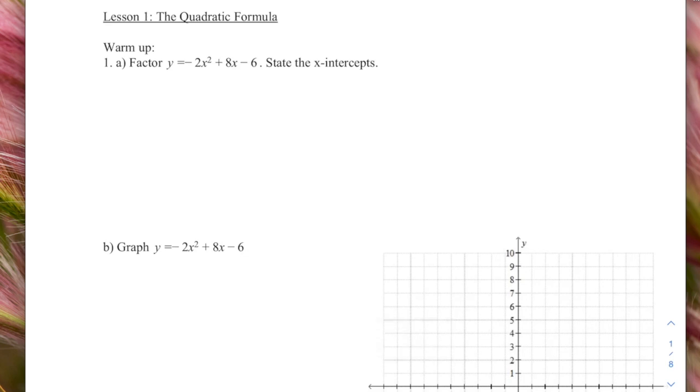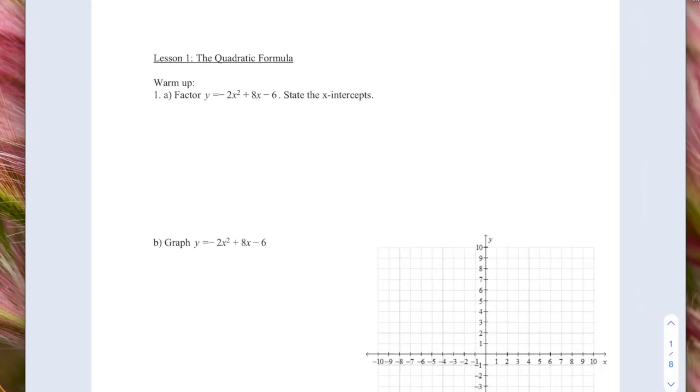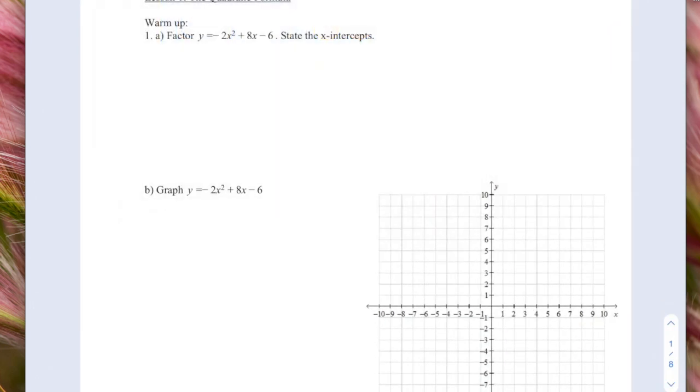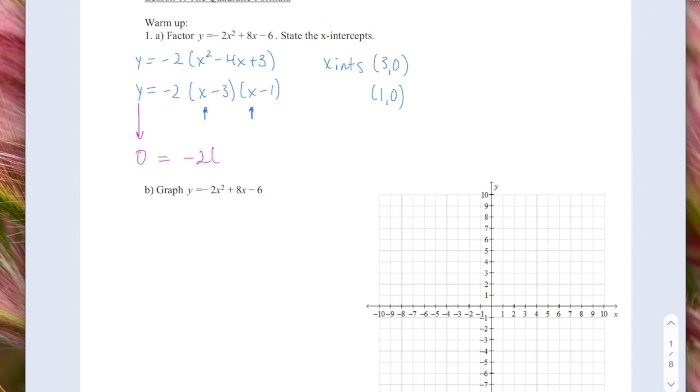Alright guys, let's start lesson 1 of our new unit with a quick warm-up. So if I'm given a quadratic and I'm able to factor it, I can graph it using the zero product property. Okay, so I can see using the zero product property that the x-intercepts are going to be 3 and 1, because of course the way I find the x-intercepts is by setting y to 0 and solving. So it's very easy to see that the two x values that make this 0 are 3 and 1.